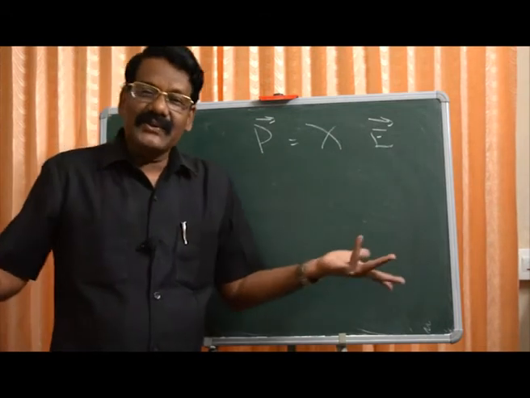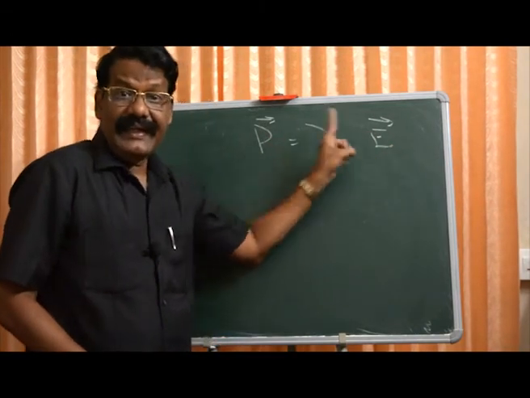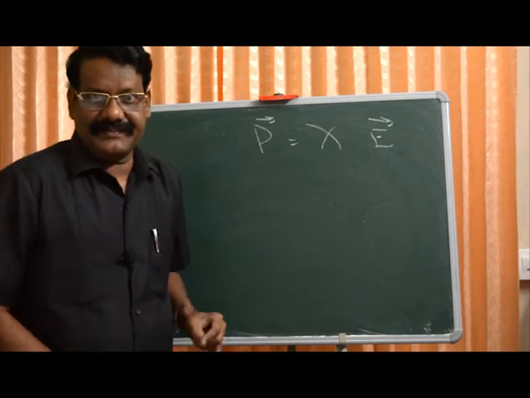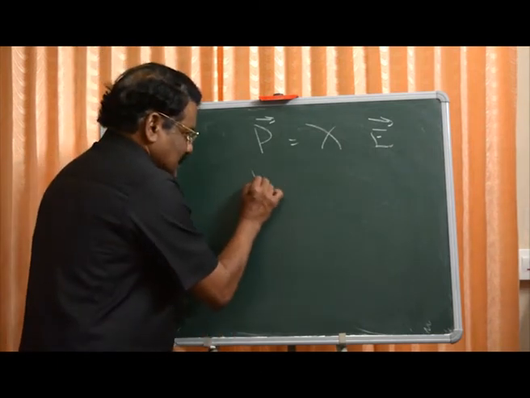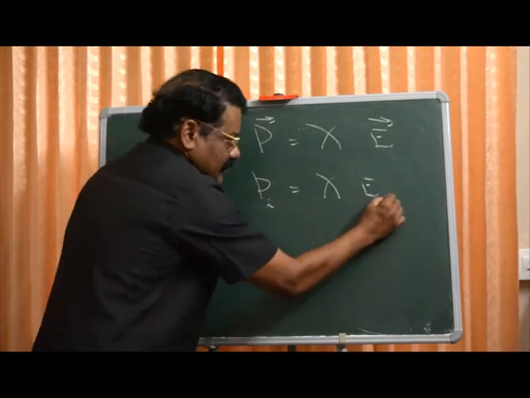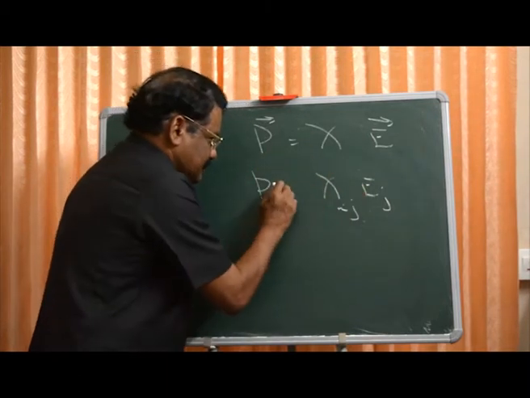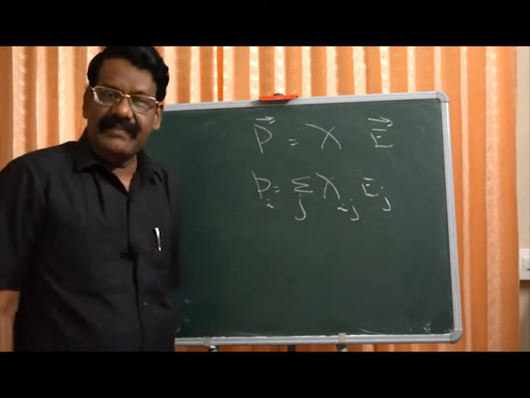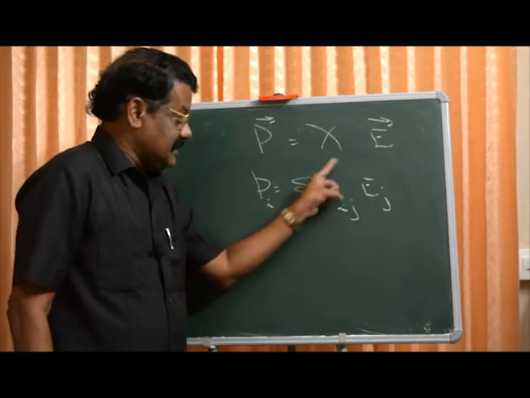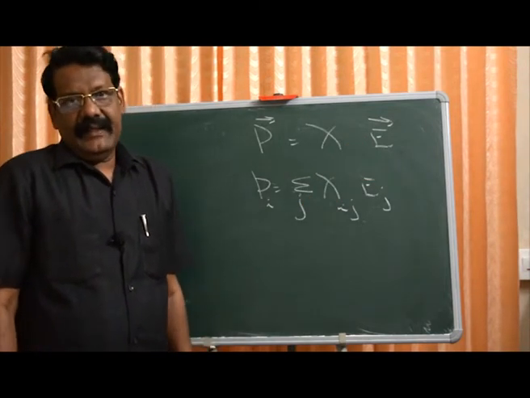Correct? But almost all materials are anisotropic in nature. So these two have different directions. In that context, this turns out to be a multi-component entity called a tensor. Correct? So in tensor language, this can be written as P_i equals chi_ij E_j, where chi is the coupling constant, summing over j. j can be X, Y, and Z. In this case, susceptibility becomes a multi-component entity called a tensor. Correct?